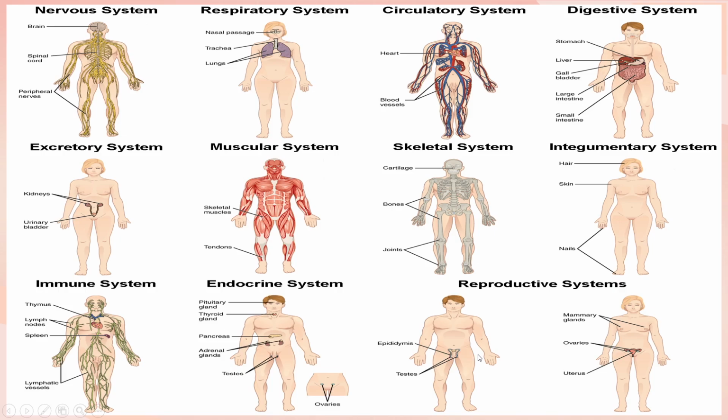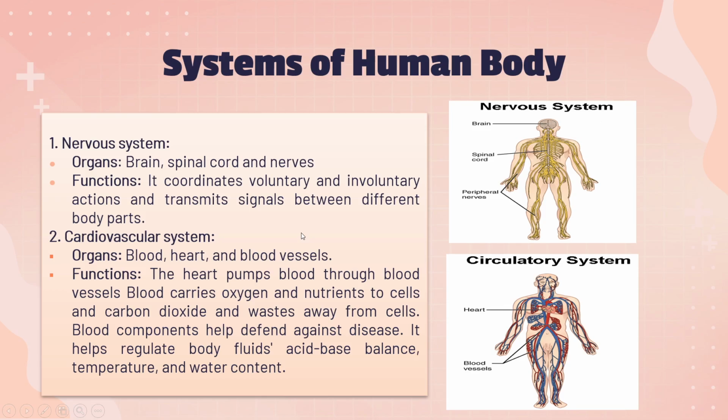Okay, now we will see these systems one by one. First is the nervous system, and organs are the brain, spinal cord, and the nerves arising from the brain and spinal cord. Okay, now what is the function of the nervous system? It functions to coordinate the voluntary and involuntary actions and transmit signals between different body parts. Okay, this is the main function of the nervous system, that is the coordination.